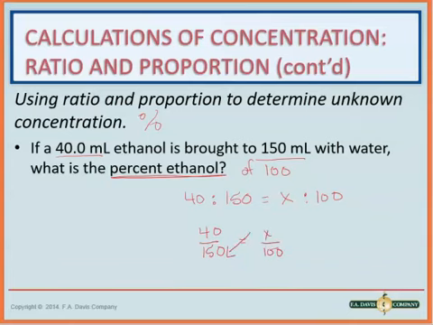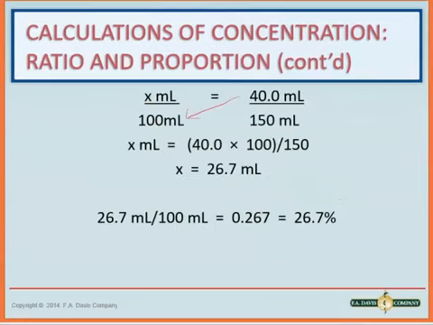And now we can do our cross multiplication: 40 times 100 and 150 times x. But let's go to the next slide to solve it all. We're performing our cross multiplication. So 40 times 100 is 4,000, and then x times 150 is 150x. And then you'll need to divide by 150 to get x by itself.